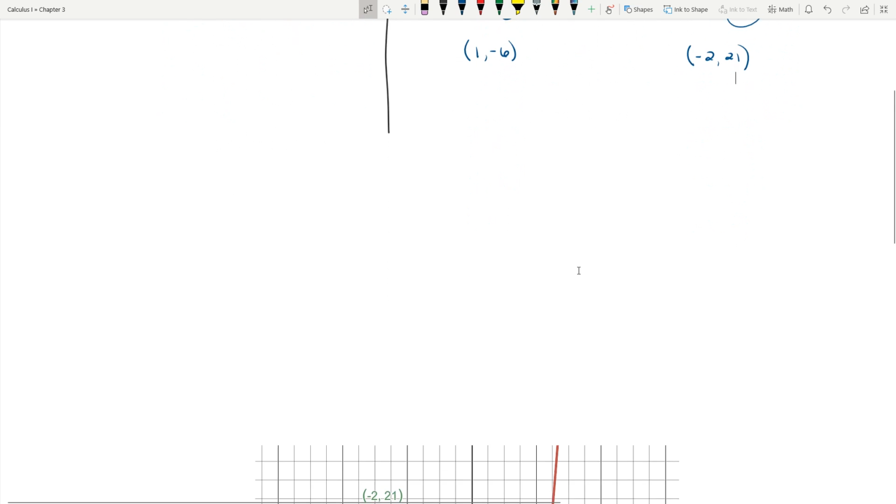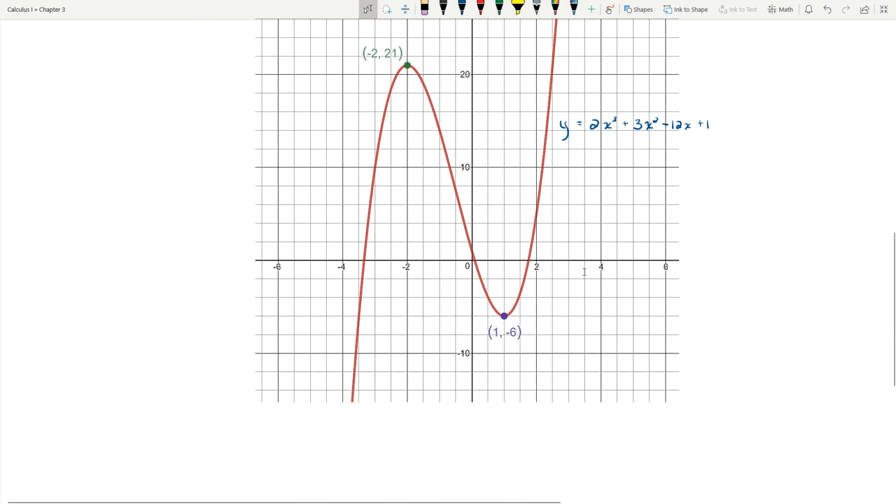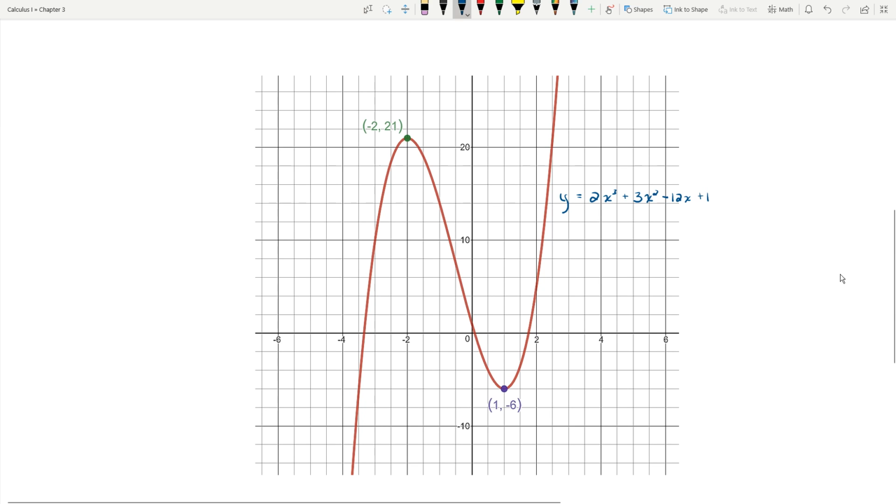Looking at the graph on Desmos, you can see that we are correct that for this function's curve, at this point of (-2, 21), that is where a change happens from a positive increase to negative increase. That would be a horizontal tangent line right there through that point. And then down below at (1, -6), again, that's where another horizontal tangent would appear.